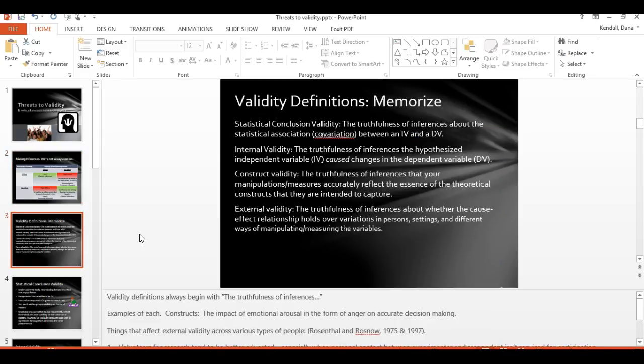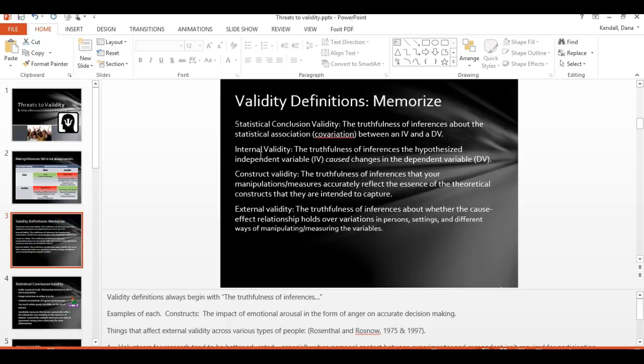Remember, these are the validity definitions. Please memorize them, know the distinctions among them, and I'm going to point a couple salient ones out here. The first 2, statistical conclusion validity and internal validity, are related, but they are distinct. Statistical conclusion validity has to do with statistical association only, not causation. So we want to know if it is accurate to conclude that these 2 variables are statistically related to each other or not, if we don't find an effect in our study. Is that a truthful inference?